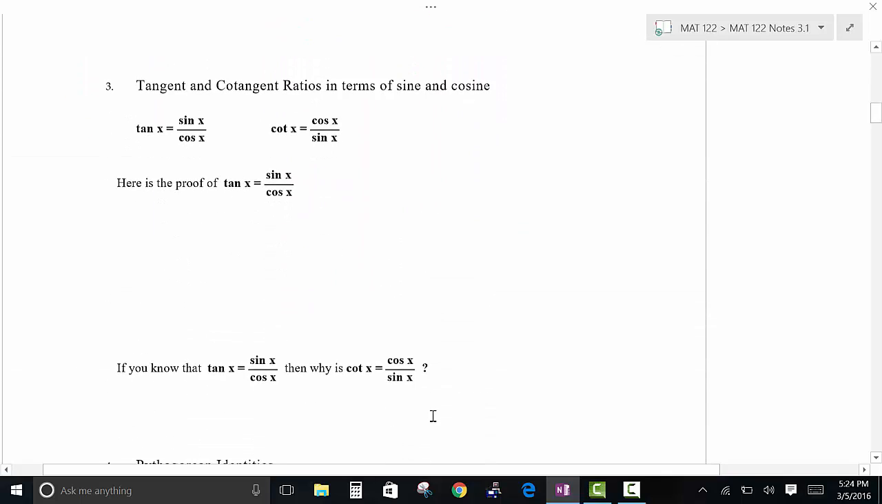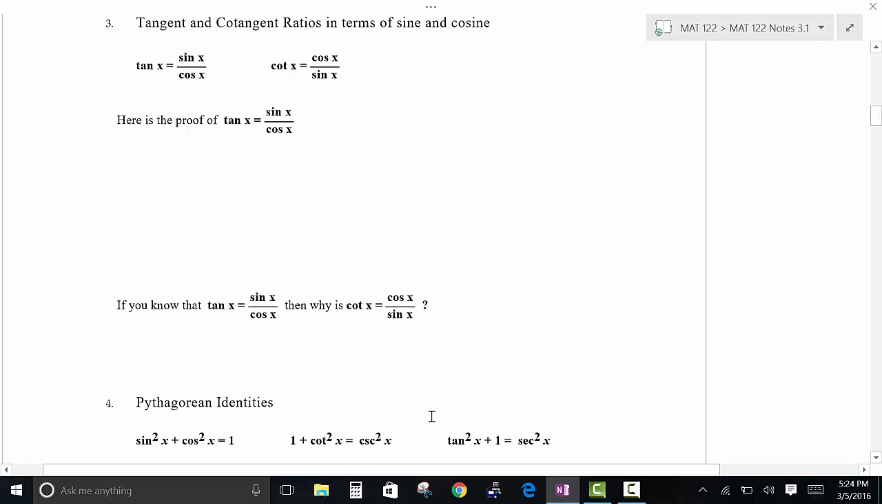The next thing we're going to move on to is what we call the tangent and cotangent ratios, or sometimes the ratio identities. There are two of these that we want to learn. The first one is the tangent is equal to the sine of x over the cosine of x, and we'll look at a couple of reasons why that is.